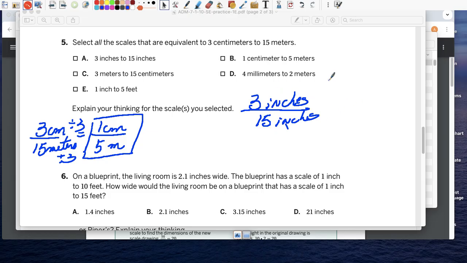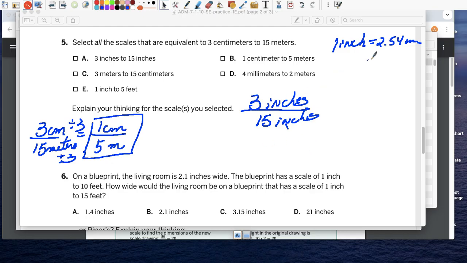I'm gonna use Alexa. Alexa, what's 1 inch in centimeters? 1 inch is 2.54 centimeters. Right, because this is comparing centimeters to meters, and this is comparing inches to inches. First of all, we have to have the same units.